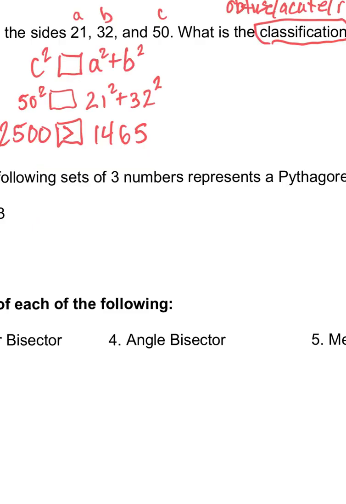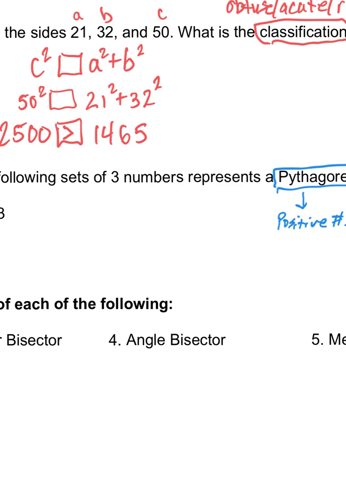Okay, number two. This one says, which of the following three numbers represents a Pythagorean triple? Remember, for a Pythagorean triple, there are two things. Number one, they have to be all positive numbers. And the second thing, they have to be whole numbers. Knowing that, we can eliminate answer choice A because A has a decimal in it.